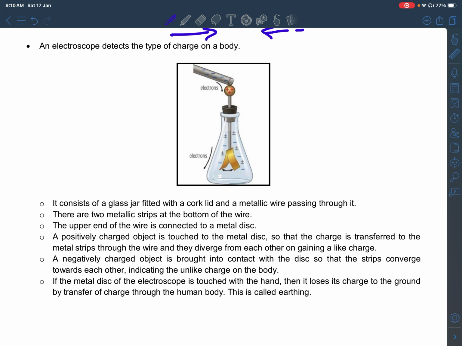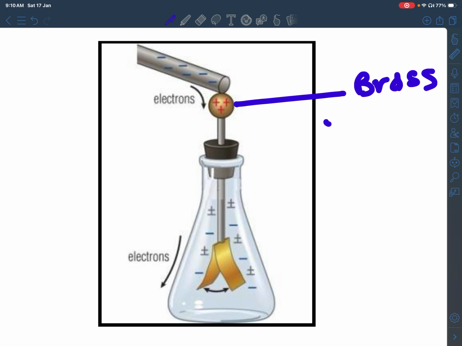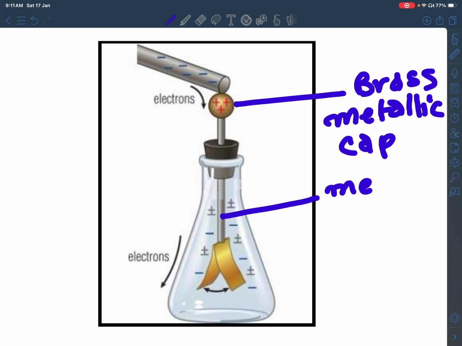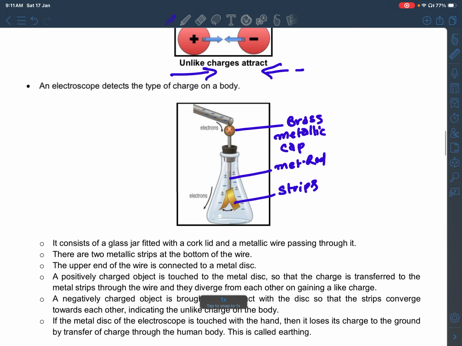Once again, an electroscope is an instrument which is used to detect whether the body is charged and the type of charges also. So here you can see that this is an electroscope, which has a brass metallic cap, a metallic rod, and here the strips.